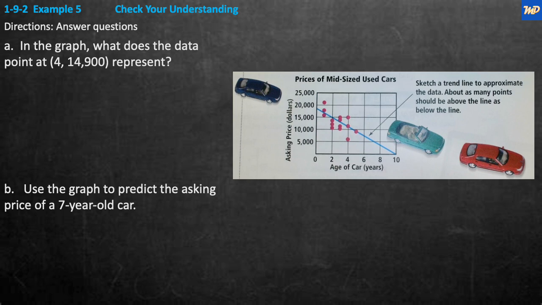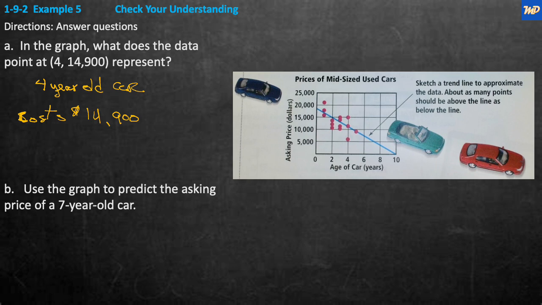Okay, I'm glad you stopped the video and gave it a try, so let's talk about it. It says in the graph, what does the data point at 4, 14,900 represent? It represents a 4-year-old car costs $14,900. That's what that's telling us.